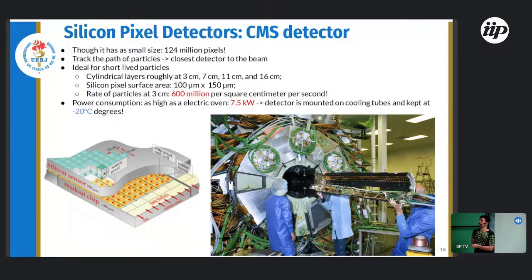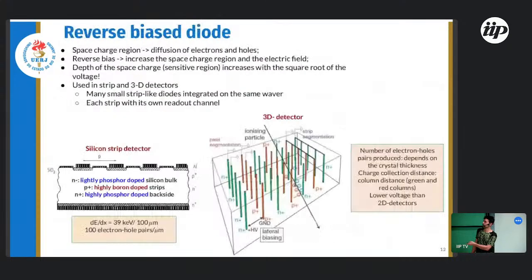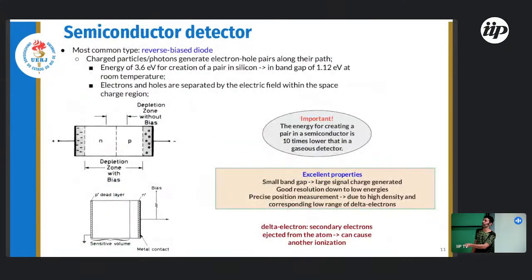And also, there is an interesting thing: this is like an oven, because it has a power consumption of 7.5 kilowatts. That's why we need to put some cooling tubes to bring this temperature down to operate it at minus 20 degrees. And this is a normal silicon sensor, and see these are the pixels. Each of these detectors is a thing like this. So we have 125 million things like this in there.